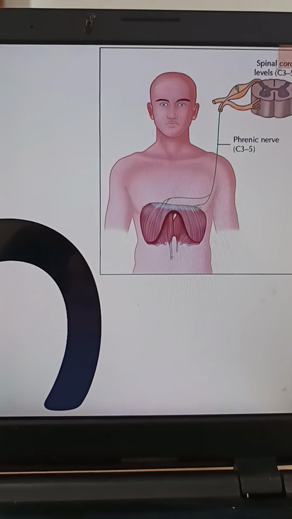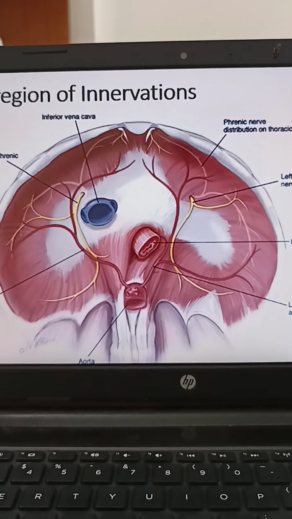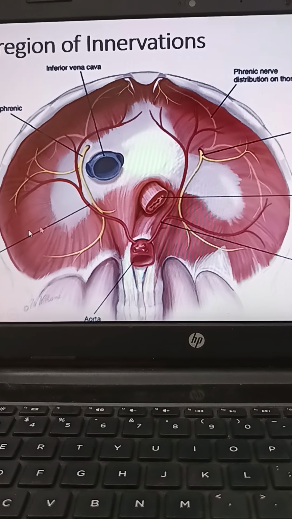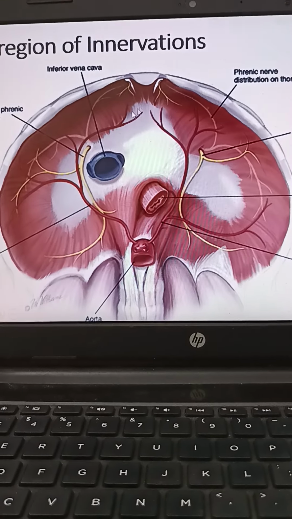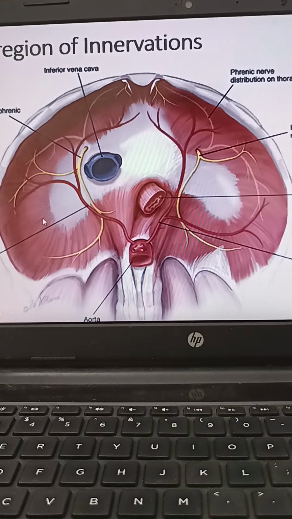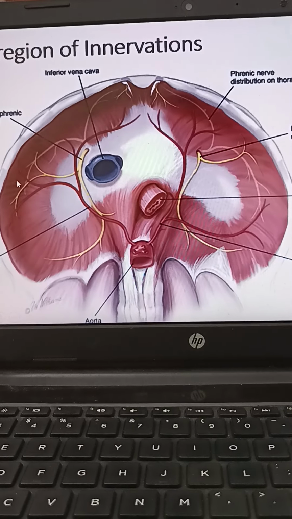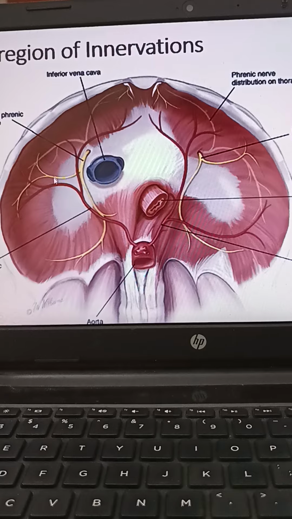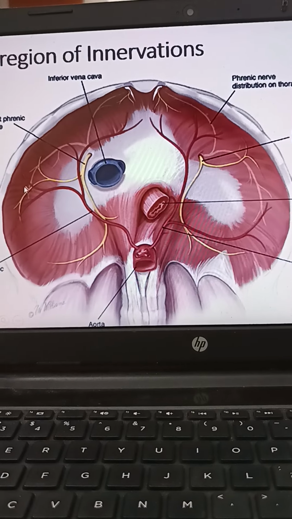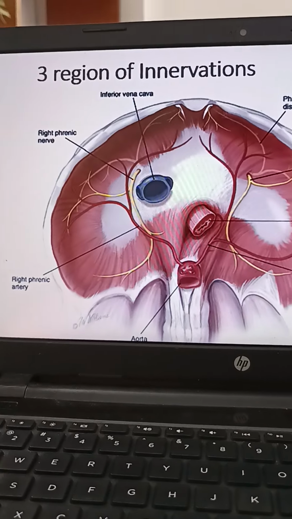Okay. Now one more relation which I observed. This is the inferior view of the diaphragm. You can see the fleshy part outside, the brown color, and the central tendon in the center. The fleshy part is supplied by the phrenic nerve, that is a motor supply, and the sensory part, the central tendon, is here. So that is 2 regions. One more region, a third region, as I mentioned, the 3 regions.